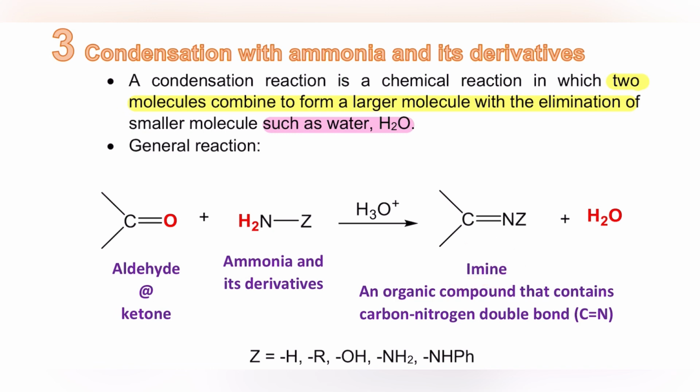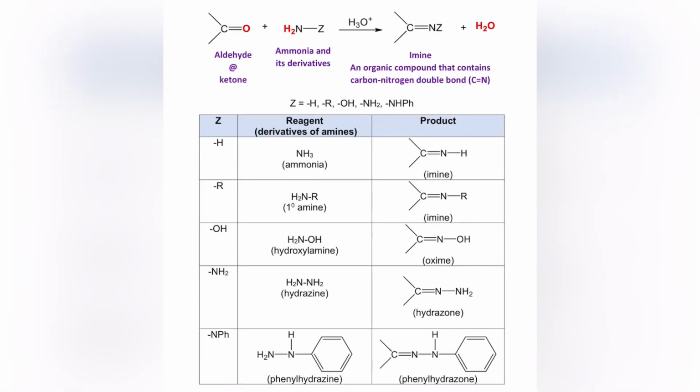So this is an organic compound that contains carbon double bond nitrogen. Alright, let's continue. In the reaction before, in this equation, you have Z. As I mentioned before, Z is ammonia and its derivatives. For example, you can use Z as hydrogen, so you got NH3. And then next one, you got Z as alkyl group, for example, you got primary amine. If you have Z as OH group, it can be hydroxylamine. And then if you have NH2 attached to NH2, this is what we call hydrazine.